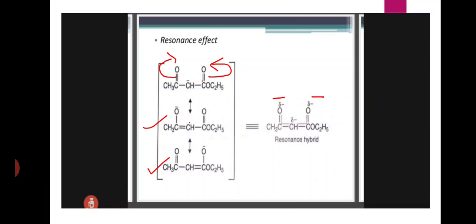Here we are seeing the resonance hybrid. In this resonance hybrid, there is migration or delocalization of negative charge. That delocalization is present between the oxygens and carbon, that is the resonance hybrid.